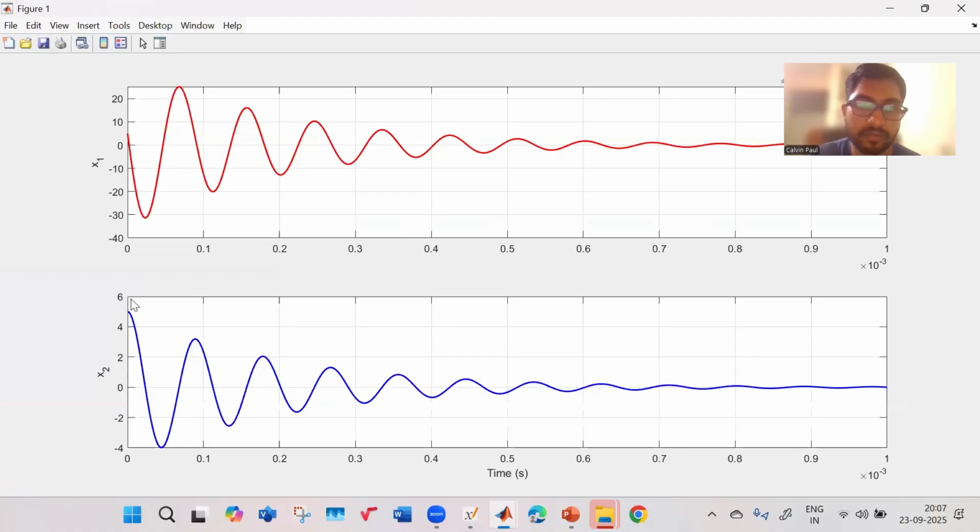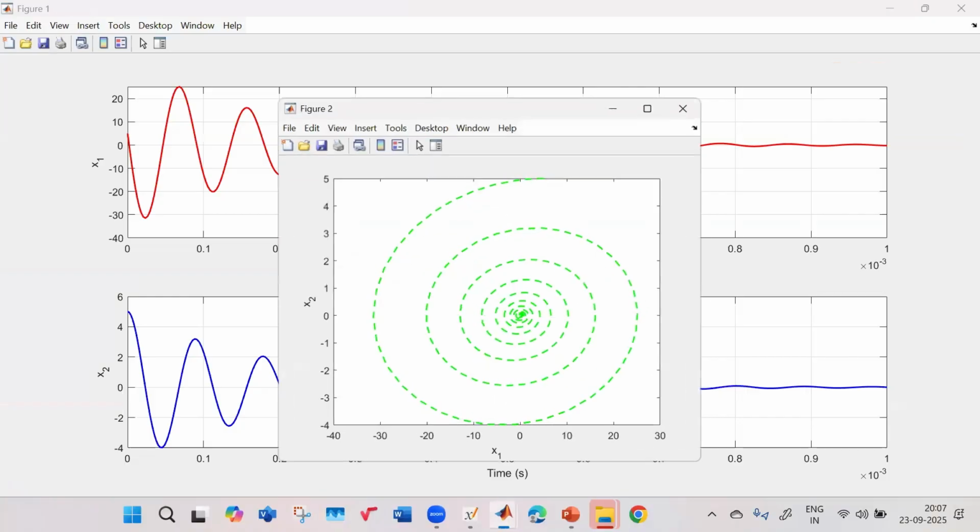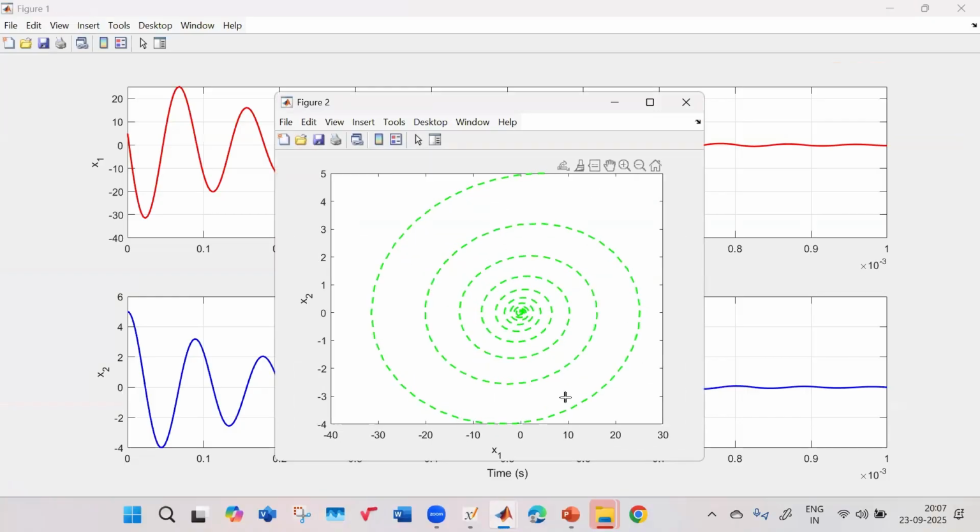So this is how your inductor current changes. This is how your output voltage changes. This is how your inductor current is changing, how your output voltage is changing. Okay. And this is your vector field. This is how your phase portrait looks. So this is how it is a stable focus. Okay, and this is a stable focus.